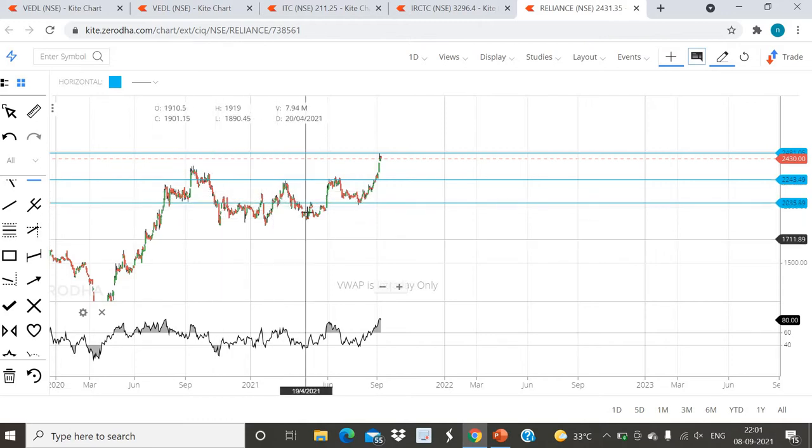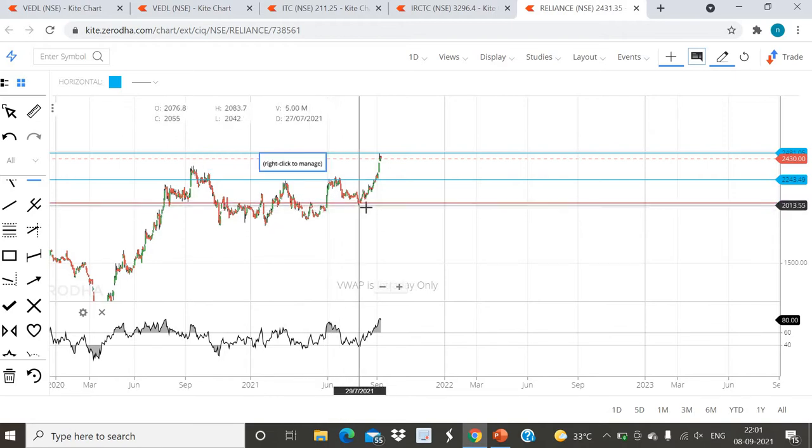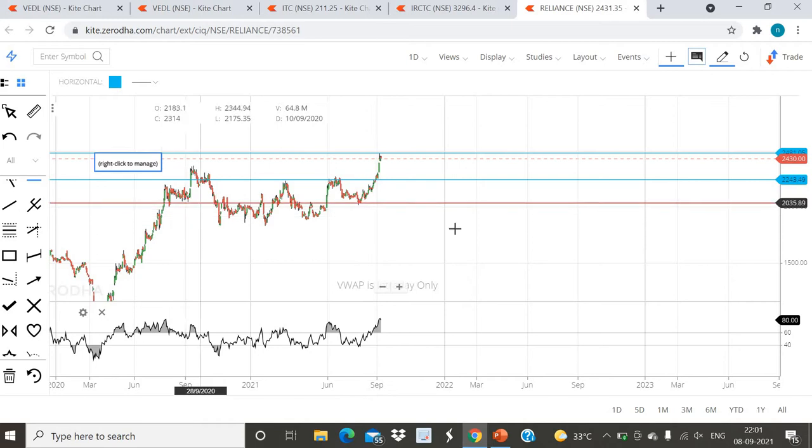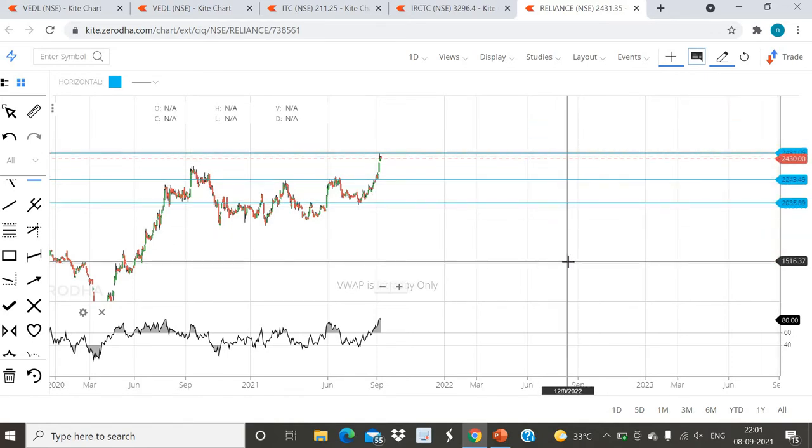Here also took a resistance, and here it took a support. So this is also an important level. 2035, 2243 and 2430. These are the levels which I have drawn on the daily time frame.